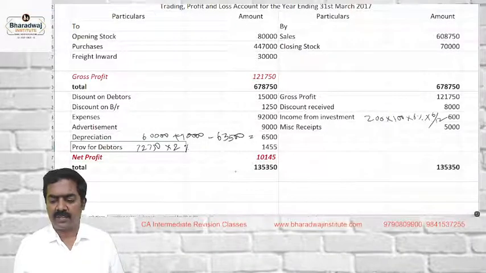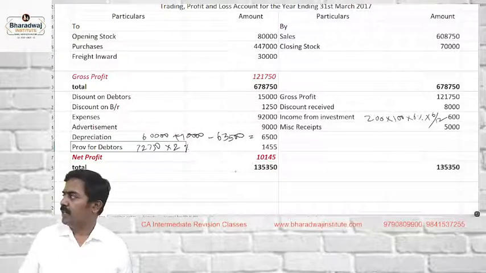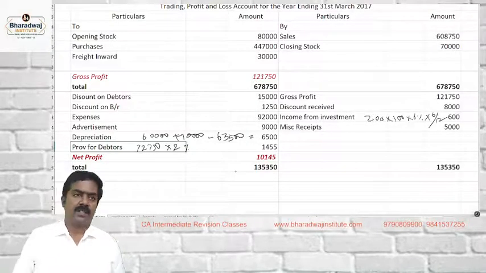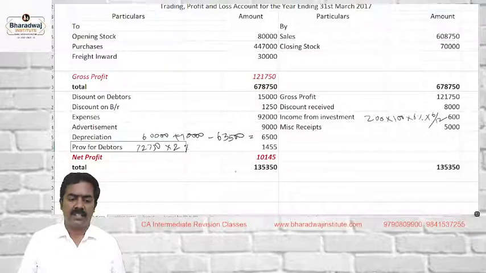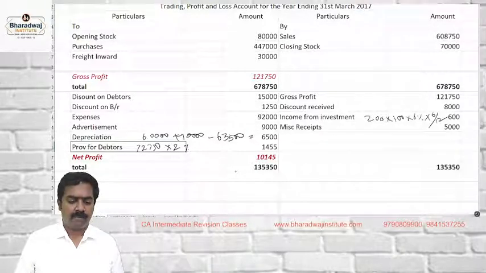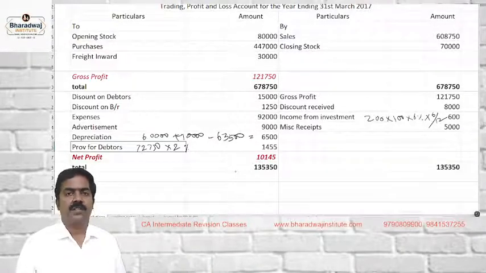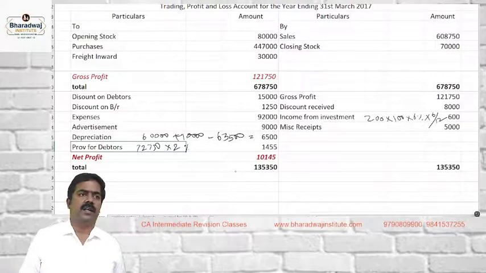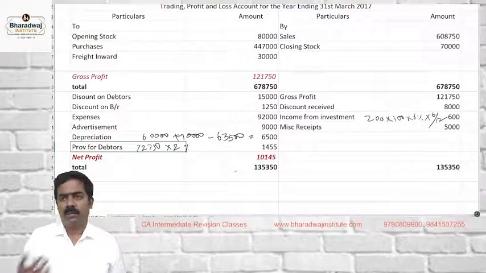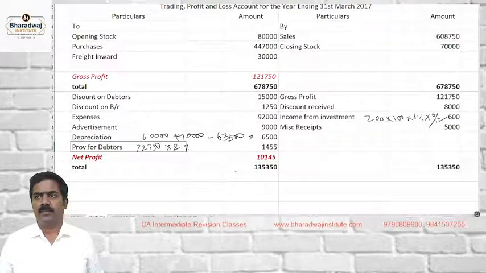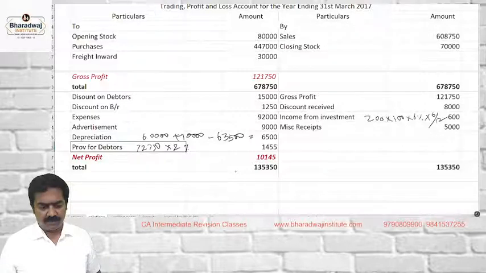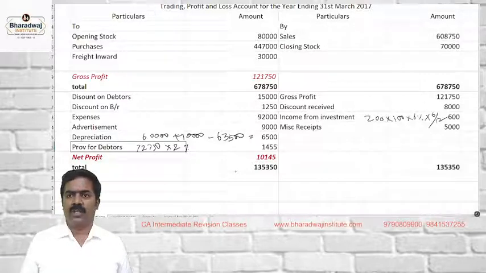6% for 6 months. 200 into 100 into 6% for how many months? 6 months. Expenses, we made adjustments. Outstanding at the end minus beginning. Prepaid at the beginning we added, minus prepaid at the end we reduced. Net profit 10,145. Done. What is the next one?